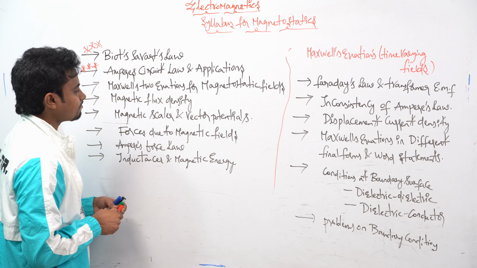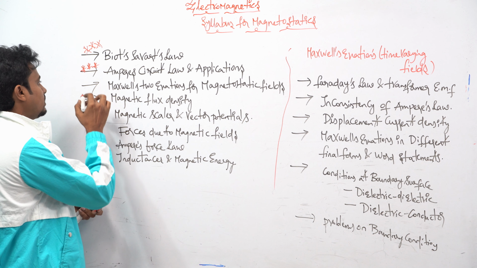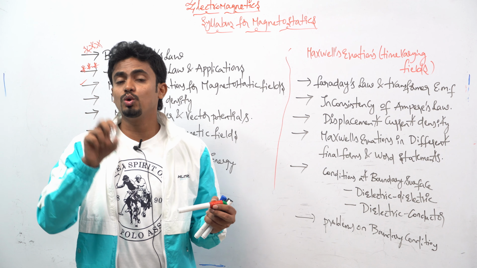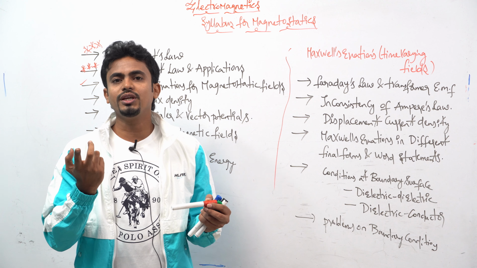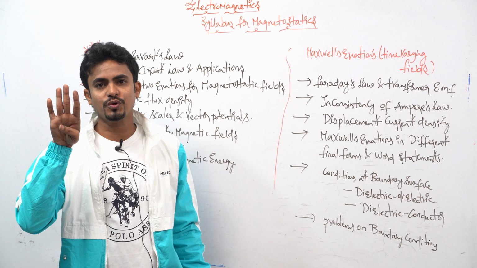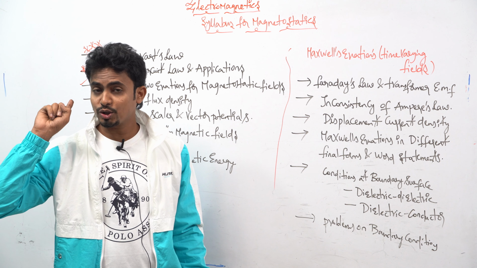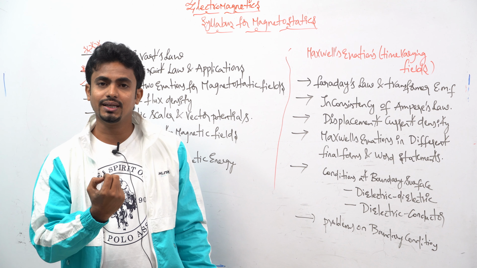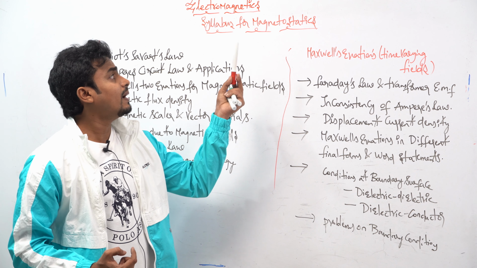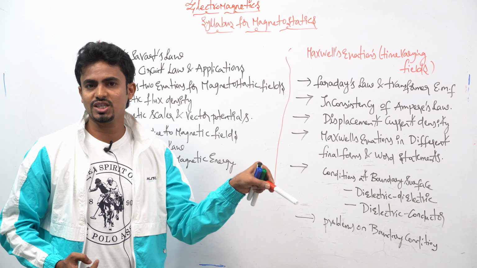Here you can see Maxwell's two equations for the magnetostatic fields. This is also somewhat important. In electrostatics we solved two equations, and the remaining two equations we have to solve in magnetostatics. Totally, four Maxwell's equations are present. Two Maxwell's equations were solved in electrostatics, in point form as well as integral form. In this session also, we will see magnetostatics by means of point form as well as integral form of Maxwell's equations.